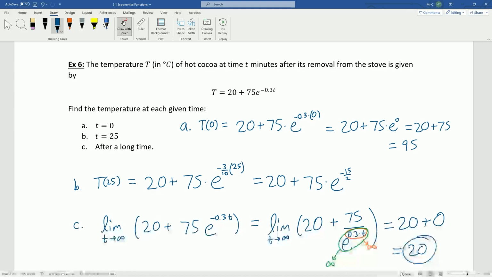So in other words, what this tells you is that 20 is the room temperature, right? If you think about that, you take your hot cocoa off the stove, what's it going to do? It's going to cool down until it hits room temperature. So 20 here is the temperature of the room, and this limit is just telling you that as that cocoa sits long enough, eventually it cools off until it hits room temperature.